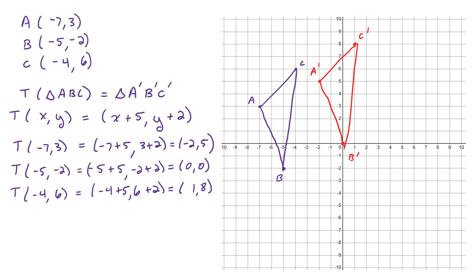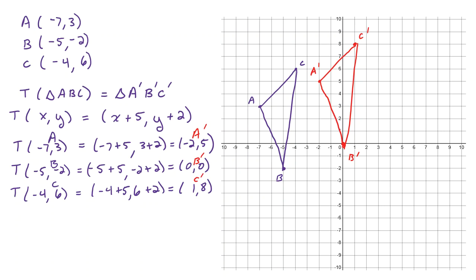All right, you should get something that looks like this. I got a little sloppy at the bottom there. So our point A transformed into A prime, which is at -2, 5. Our point B transformed to B prime at 0, 0. And our point C transformed to C prime at 1, 8, and we get this.